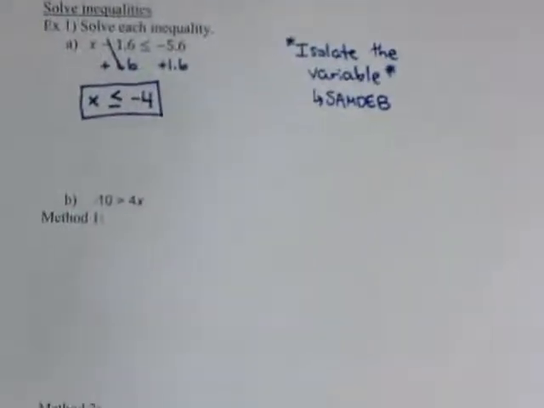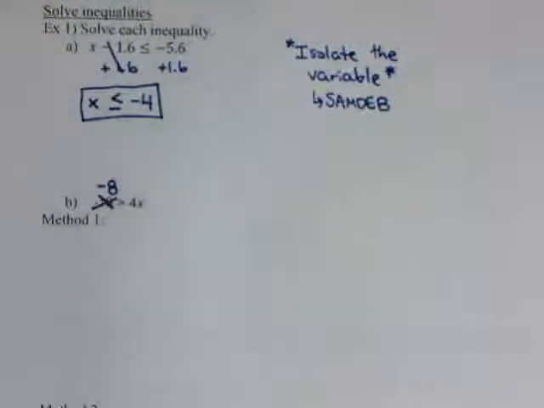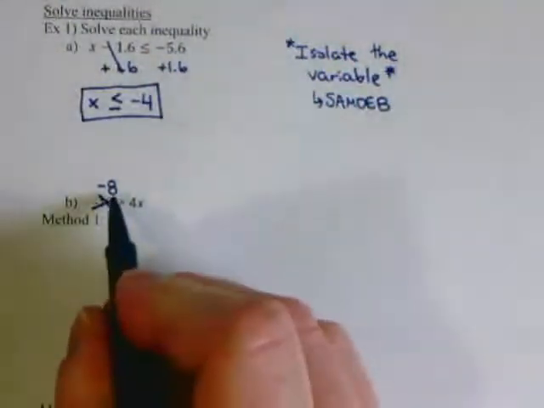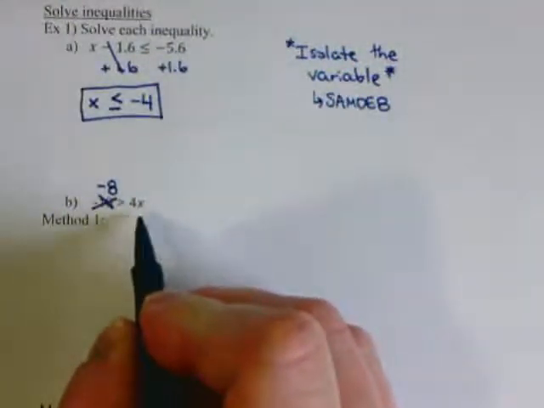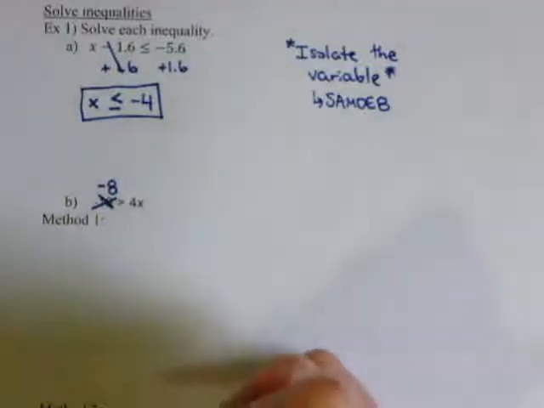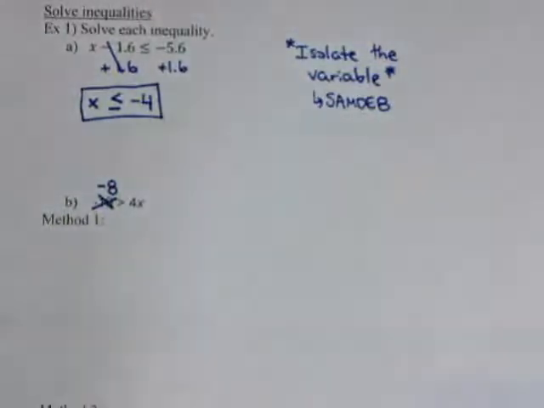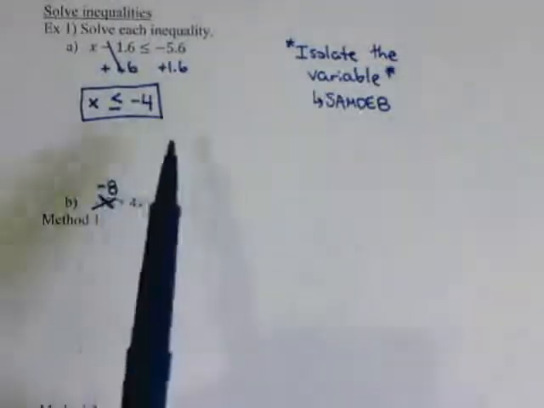Now, moving along to the next one, we're going to take this -10. We're going to make it a -8. Okay? So -8 is greater than 4x. So method number one, there's two methods. You can do this using a diagram, so symbolically, or you can do it algebraically, and that is using the math, which is what we did up here, okay?